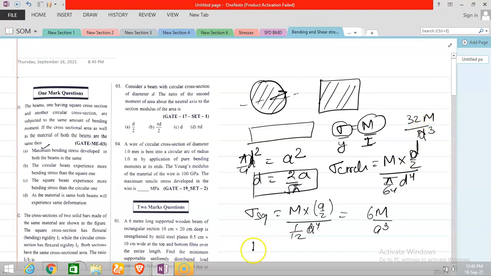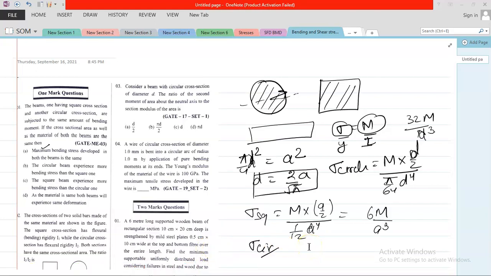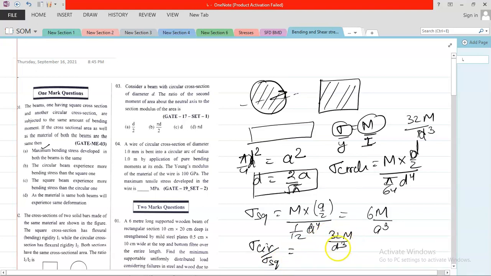Now if you just take the ratio, sigma circle by, just wait a second, sigma circle by sigma of square, then it will be 32 M by pi d cube divided by 6 M by a cube. Now you can just simplify, and you also know the d to a ratio from here. So just put the d to a ratio in this equation, and the value you are getting is, just a second, solving it.